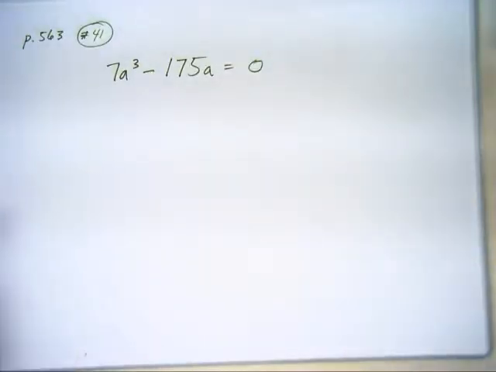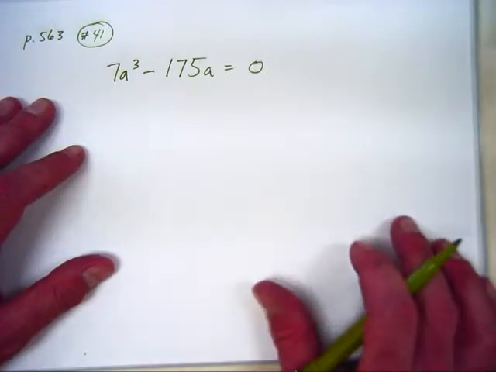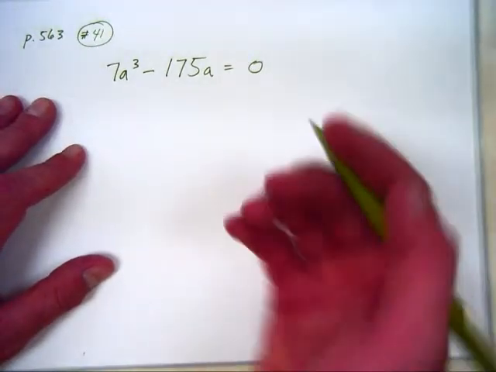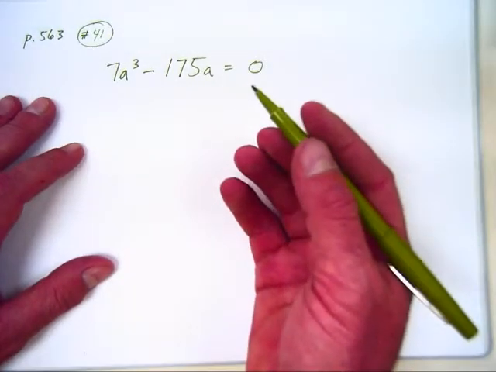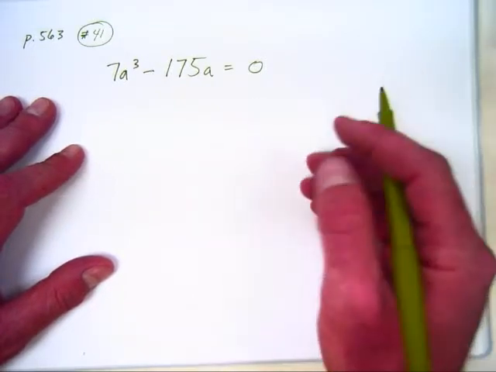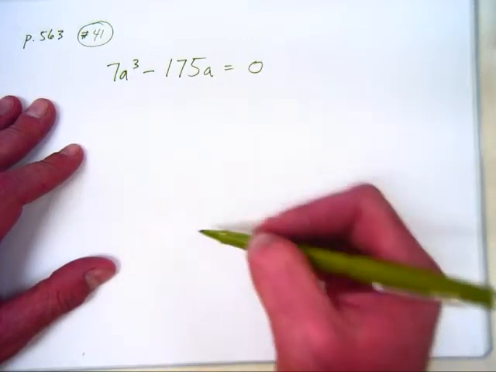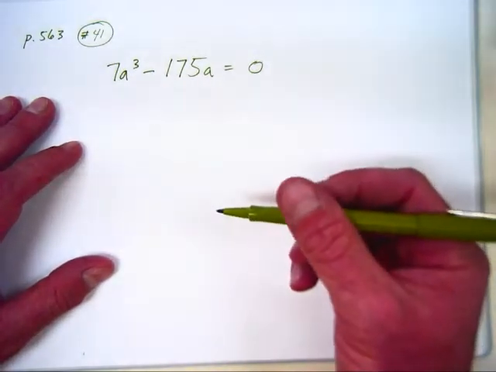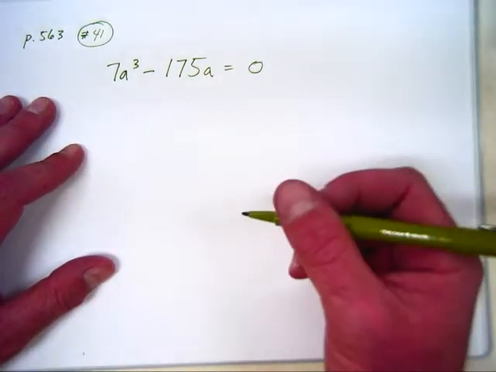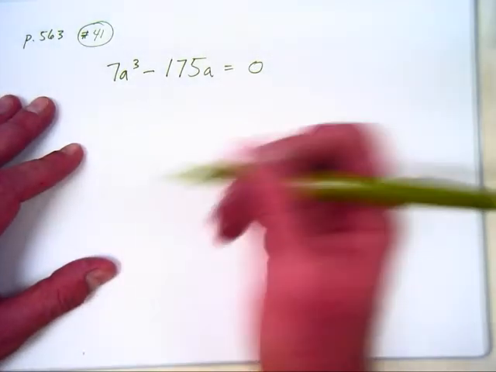Number 41 on page 563. There are some different ways we can do this one. I mean, any of these we can do them. We're going to end up being able to do them by factoring, by graphing, if we wanted to graph this and find out where it crossed the x-axis, or completing the square, or the quadratic formula. We can do any method we want. Here, let's try to factor it.